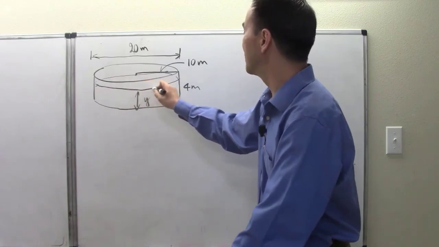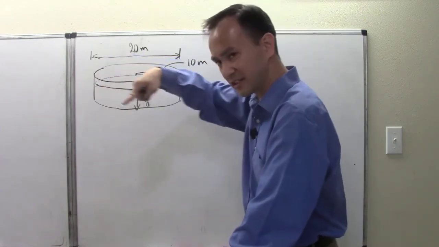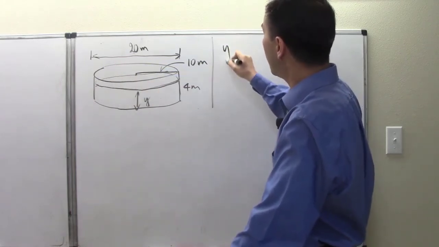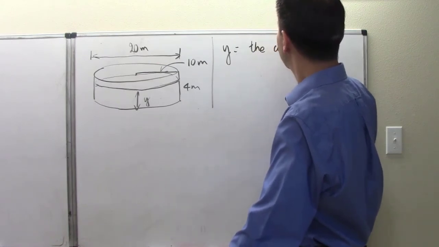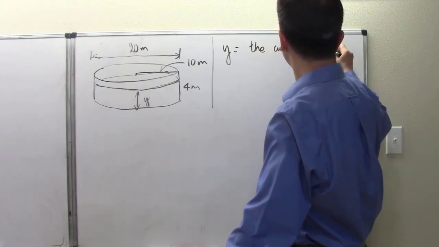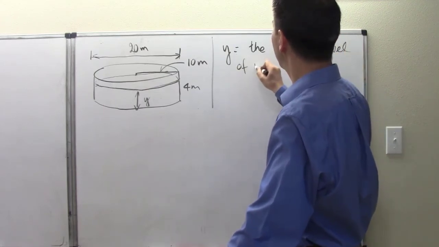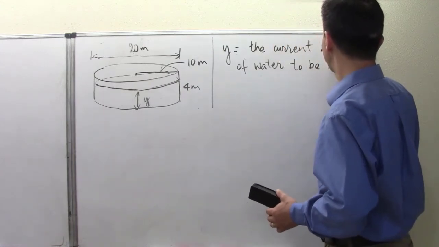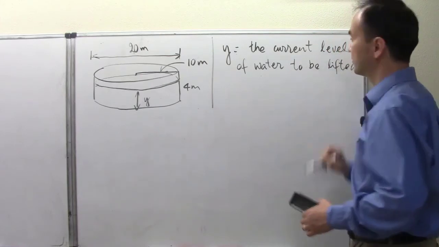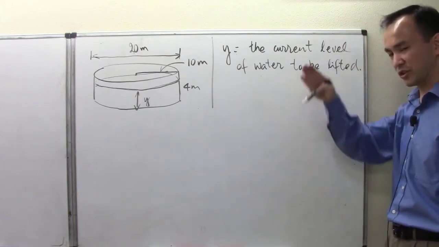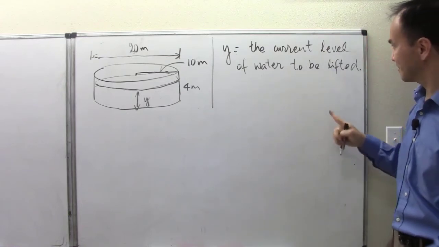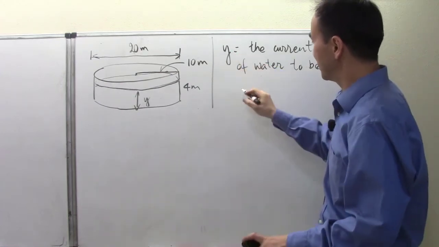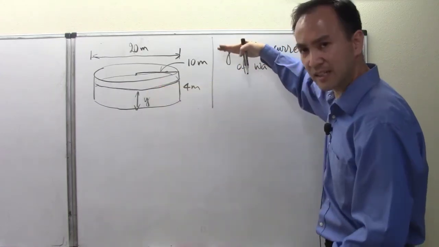And with this nice round circular shape, that determines the shape of our top slice of water right there. Okay, so now, as far as the variable, y represents the current depth or the current level of water that remains to be lifted, and of course we lift the top one. And the top slice is right at that particular level right there.